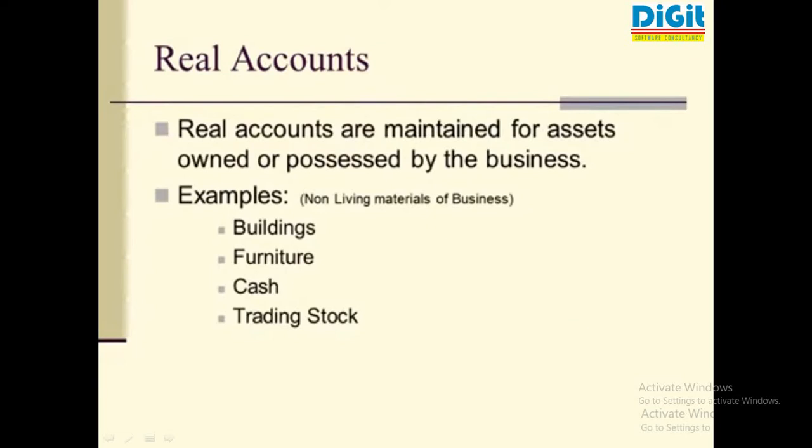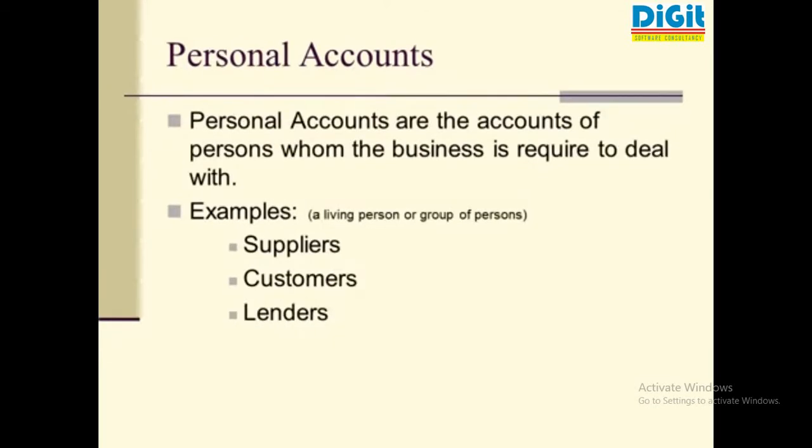So let's see real accounts first. Real accounts are maintained for assets owned or possessed by the business. That means these are related to assets, properties. Real accounts are property type, like you can see in the example, the non-living materials of the business like building, furniture, cash, and trading stock come under real account. And personal accounts are the accounts of persons whom the business is required to deal with.